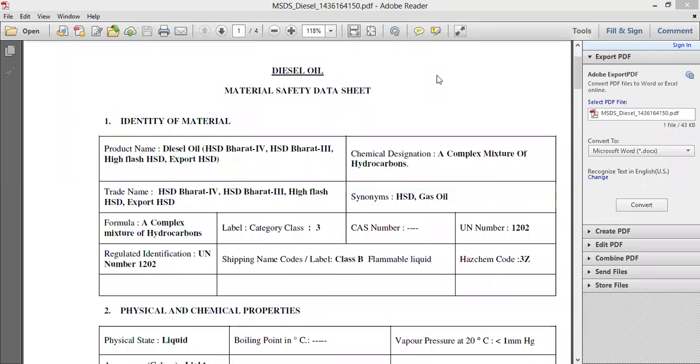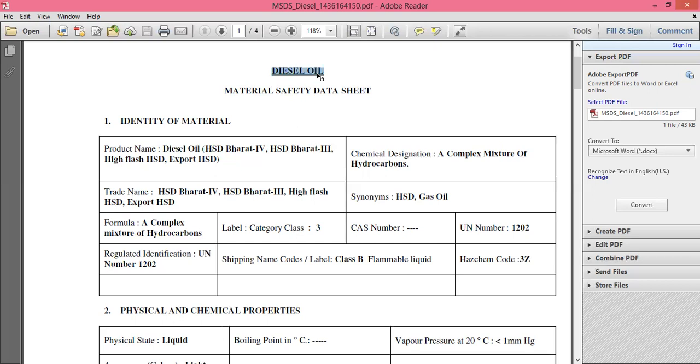Good day everyone. In this video, we will see what is MSDS, Material Safety Data Sheet, what is the use of MSDS, and how to read this MSDS. So for example, we have used an MSDS here, which is a simple MSDS of diesel oil. So we will see how to go through this MSDS, what points we need to see in this MSDS, and how to read it and how to refer to this MSDS.